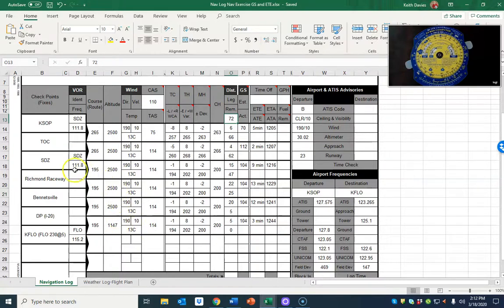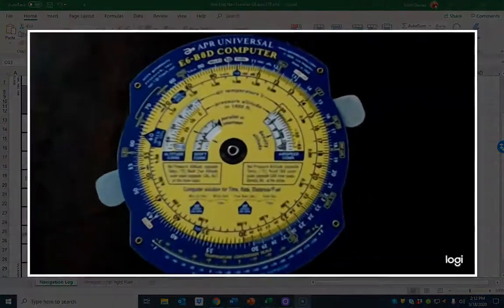Let's check the leg between when we turn south from the VOR to go towards Richmond Raceway. How long is it going to take us to do that 15 miles at 104 knots? Okay, and that's where we're going to fill in right here. So let's go right here.